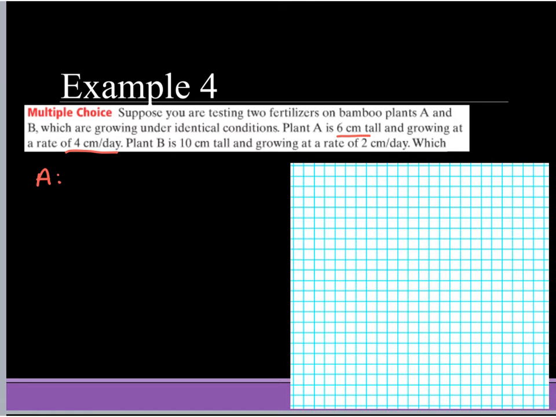So for plant A, my equation is going to be y equals, it's starting out at 6 centimeters, and we're adding 4 centimeters per day. So it's going to grow 4 centimeters times the number of days that this plant is allowed to grow. Plant B, on the other hand, says that it is 10 centimeters tall, and it's growing at a rate of 2 centimeters per day. So 2 times the number of days that it's left growing.